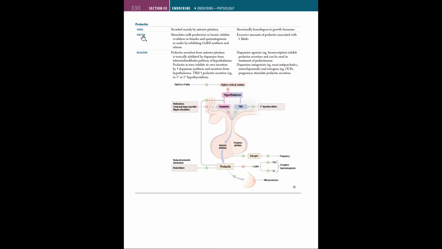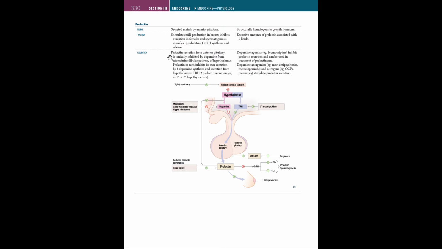Prolactin. Prolactin is secreted mainly in the anterior pituitary, structurally homologous to growth hormone. Function is stimulates milk production in breast, inhibits ovulation in females and spermatogenesis in males by inhibiting GnRH synthesis and release. Excessive amount of prolactin is associated with decrease in libido.